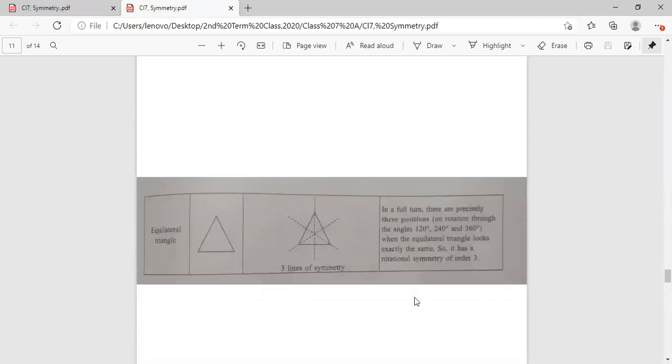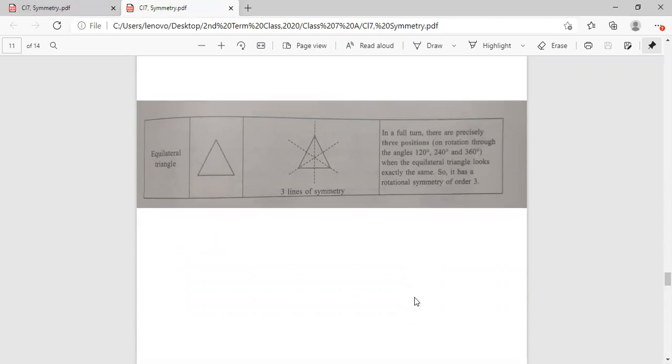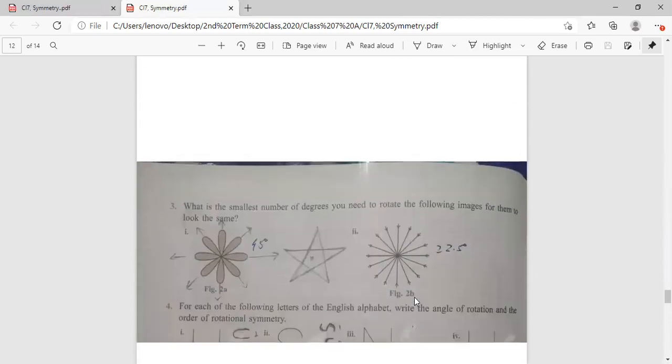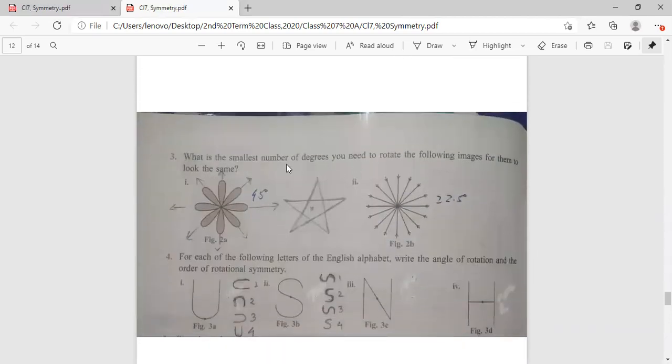Next, you have this equilateral triangle. We have done similar examples before also. Then we have, that I'll explain here. What is the smallest number of degrees you need to rotate the following images for them to look the same? So you have to find out the angle of rotation. So how will you calculate here?